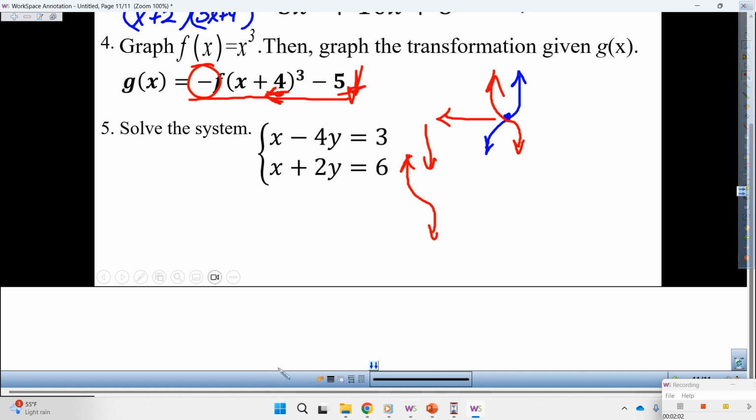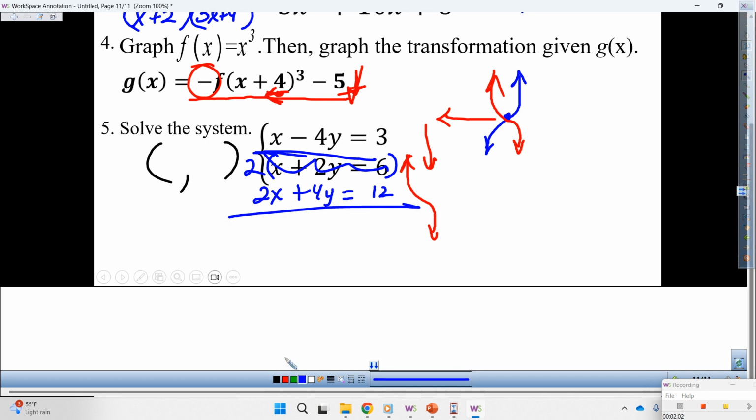Last but not least, I need a solution for the system. I'm going to go over this one just to double check. Hopefully you said I'm going to eliminate the y, so you needed to multiply the second equation times 2. That gives me 2x plus 4y equals 12. Now we can combine. These cancel. We're left with 3x equals 15. Divide by 3. x equals 5.